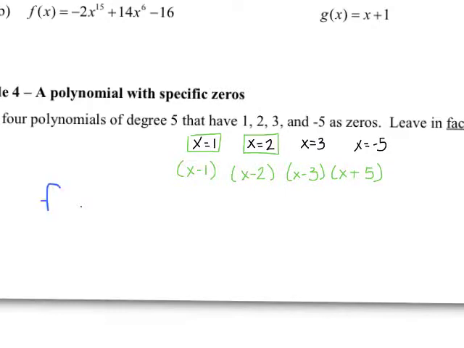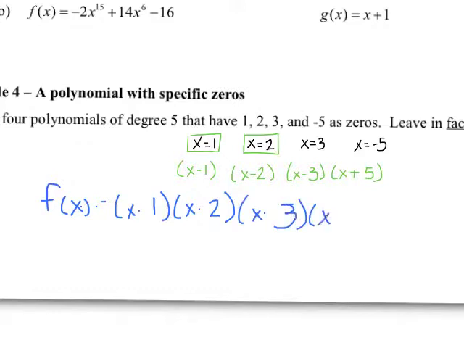And really, it still is easy, but make sure that you satisfy all parts of it. So read the problem again. It says, find all 4 polynomials of degree 5 with the zeros 1, 2, 3, and -5. So degree 5, that means that you should have x to the 5th power. So if you think about x times x times x times x, we only have a degree 4 here.